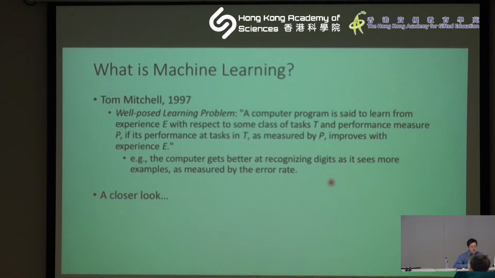So we can go a little bit further in this. In 1997, Tom Mitchell described this well-posed learning problem, and I like this definition because it gives you everything that's important about how machine learning works. He said that a computer program is said to learn from experience E with respect to some class of task T and performance measure P if its performance at task T, as measured by P, improves with experience E. That's a very rigorous statement for saying something very simple, which is that the computer gets better at recognizing the digits as it sees more examples. And it gets better according to some objective measurement, in this case maybe how often it makes a mistake.